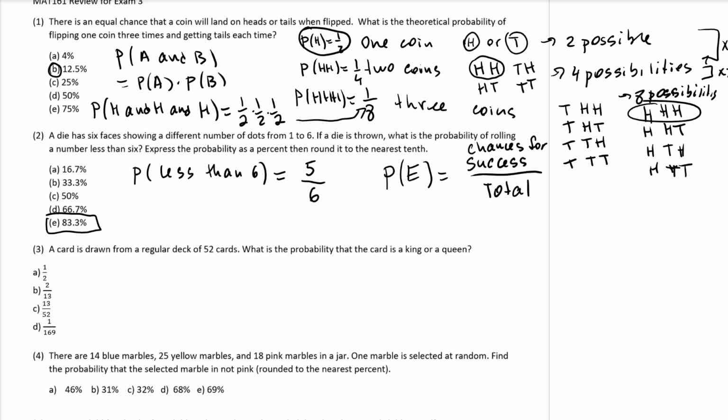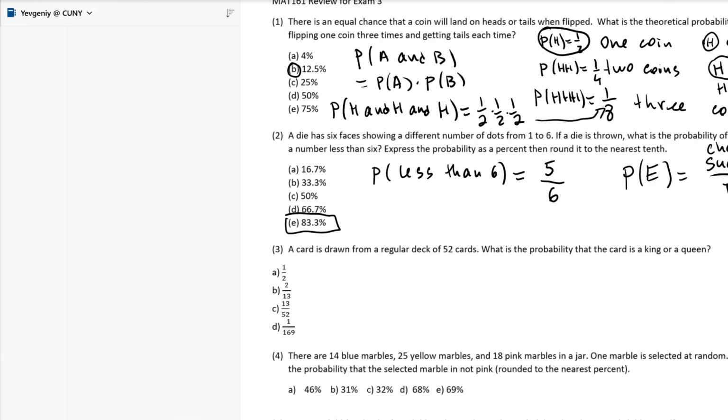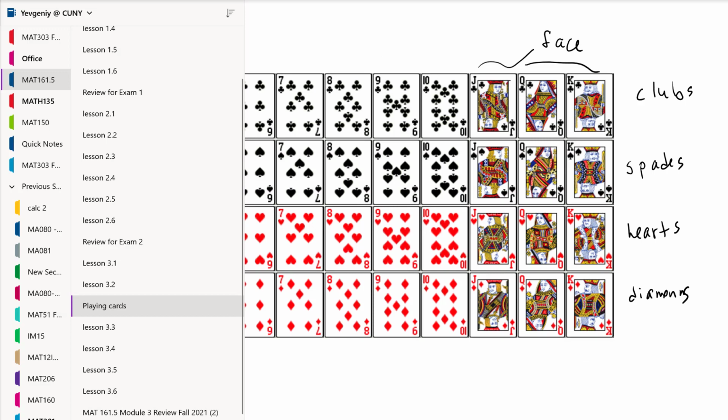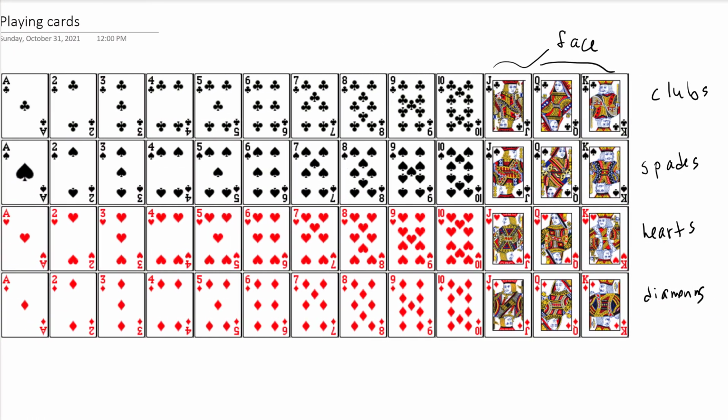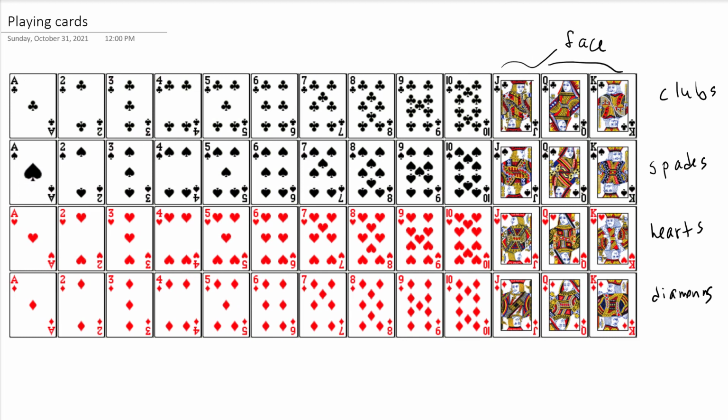So here it goes. Question number 3 is talking about a regular deck of 52 cards. I decided to put the deck of cards here for you so you could see them again. We have done this in class, but I'm noticing that through the years, not everybody is familiar with the standard deck. So take a look at this picture right here. There are 52 cards in the standard deck.